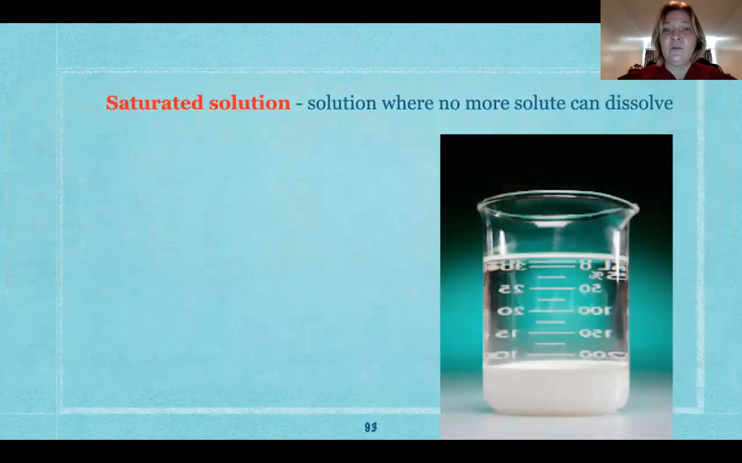Now, there comes a point where the solvent cannot hold any more solute in it. That is called a saturated solution. The word saturated basically means full. So for that given volume of solvent, you cannot dissolve any more solute in it. If you added more solute, it would just sink to the bottom and it wouldn't dissolve at all.